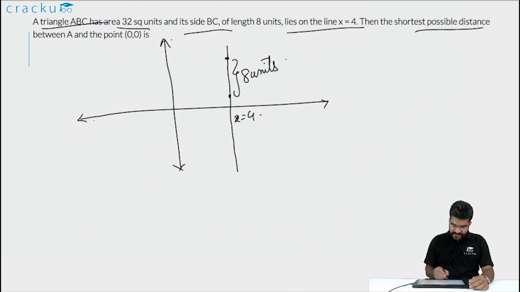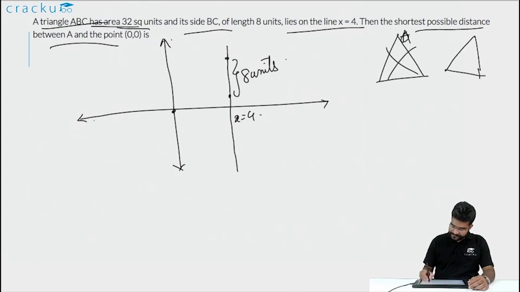Now the shortest possible distance between A and the point 0, 0 is... So let us first try to find out where the vertex A can lie, because we know the area of ABC is given as 32 square units. We know that the length of BC is given as 8 units. So if you consider ABC to be something like this, this is A, this is B and this is C. We are told that BC is equal to 8 units and we know that the area is 32 units.